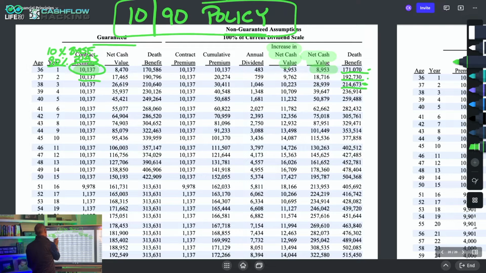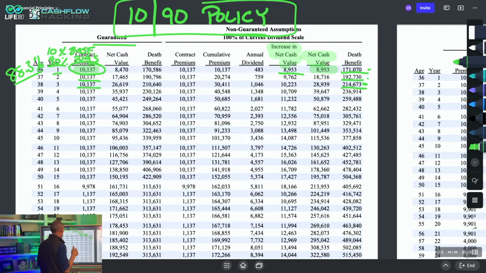And so here's the deal. You see 10,137 is the premium, and you could see $8,953. Now, this is what I was going to do before here. Let me get the calculator, and I want to see what the liquidity of this is. 89.53 over 10,137. So that's 88.3% liquidity, okay? So 88.3% liquid year one.